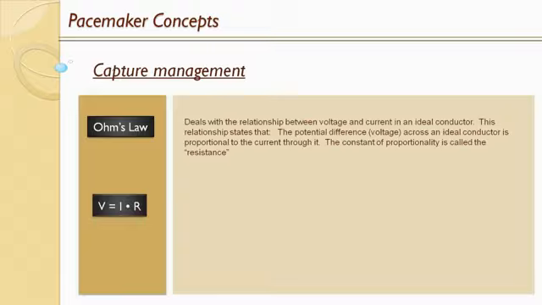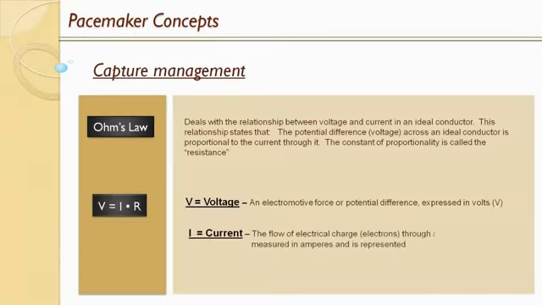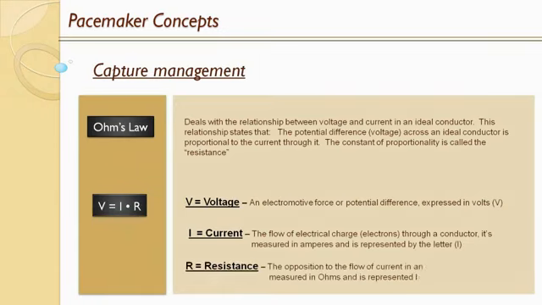The equation for Ohm's law is voltage is equal to the current times the resistance. If we look at each piece of the equation, voltage is the electromotive force or potential difference expressed in volts. Current is the flow of electrical charge or electrons through a conductor. It's measured in amperes and is represented by the letter I. Resistance is the opposition to flow of current in an electrical circuit. It's measured in ohms and is represented by the letter R.